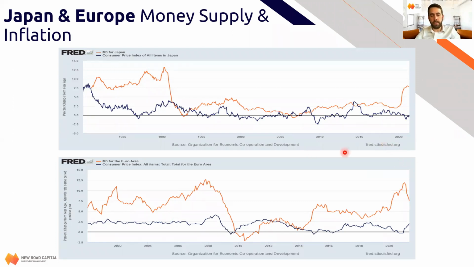If you look at the euro, it's a similar kind of thing. They've had extended periods of money supply growth and just no inflation. So inflation has been very muted. And this goes back to since 2000, a couple of decades. It's just not engineering inflation. So there are bigger forces here.